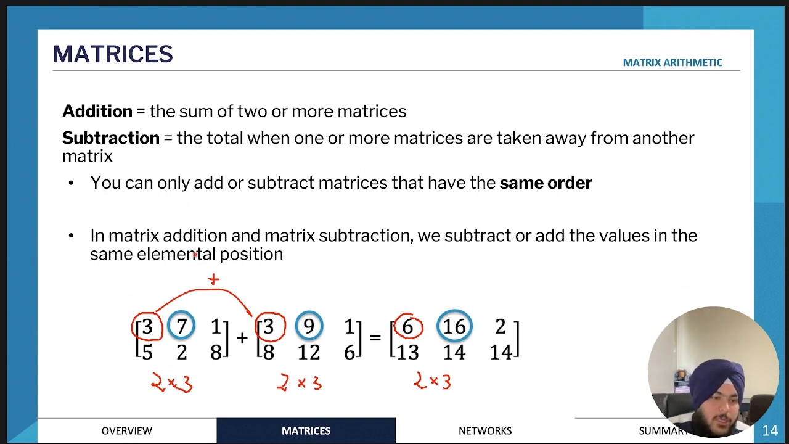So pretty straightforward. We're just adding the elements in the same position when we're adding matrices, and that will be the position of the sum of the 2 numbers. Same for subtraction, which is exactly the same. If this was subtraction instead, we would just do 3 minus 3 instead of 3 plus 3, and the position would just be row 1 and column 1 for the answer, which would be 0 in this case. And that's how you would do matrix addition and subtraction. Let me know if you have any questions so far in the chat.